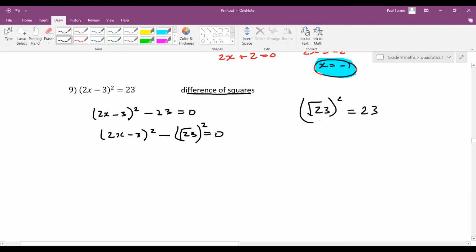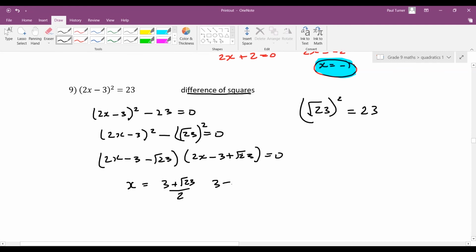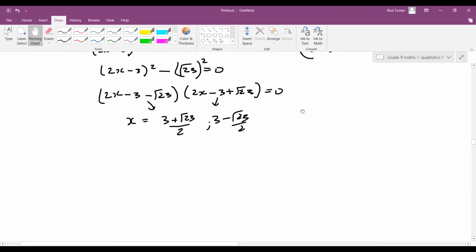So this is what you can do when it's not a perfect square. Then you're going to end up with your factors being 2x minus 3 minus root 23, and 2x minus 3 plus root 23, equals 0. When we solve that, I'll just give you the answer here because we're a bit low on time. So x will be 3 plus root 23 on 2, and 3 minus root 23 on 2, by just simplifying these. You can make them decimals if you calculate them.